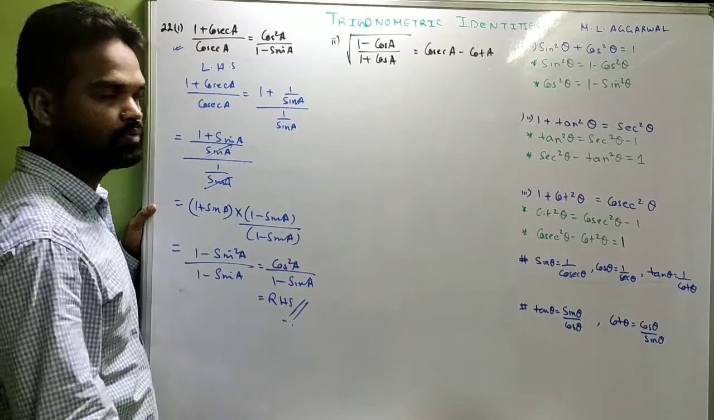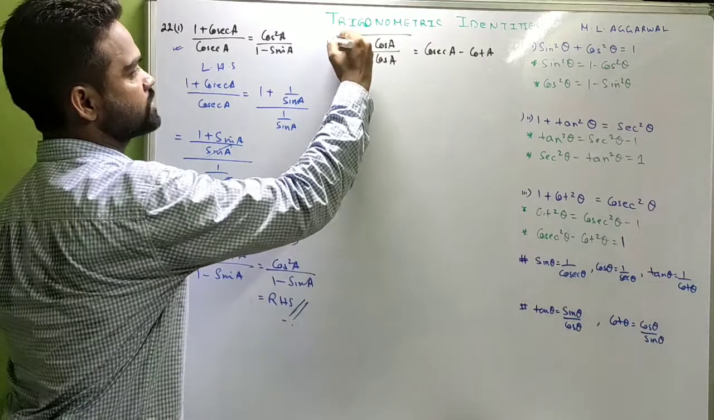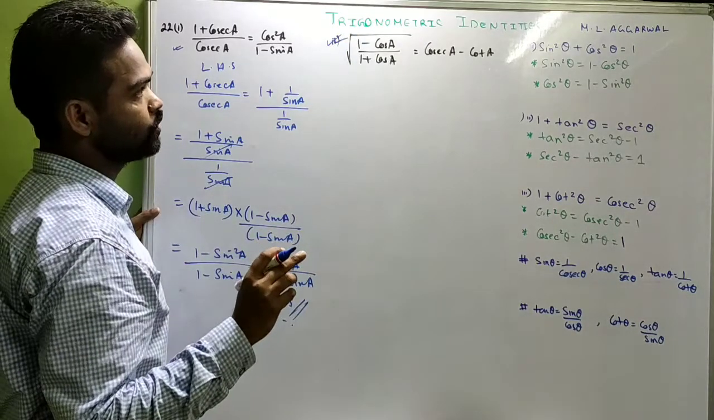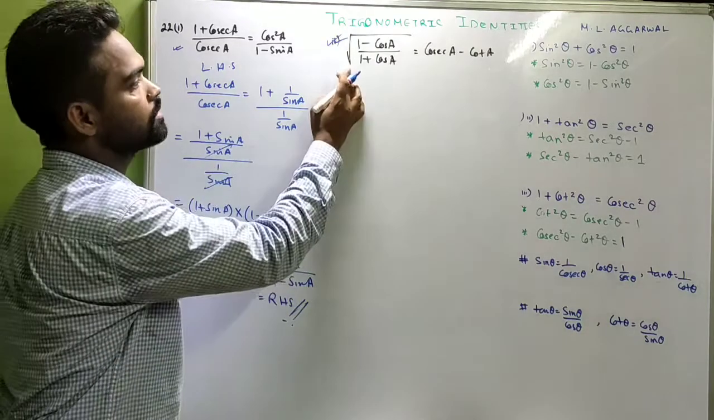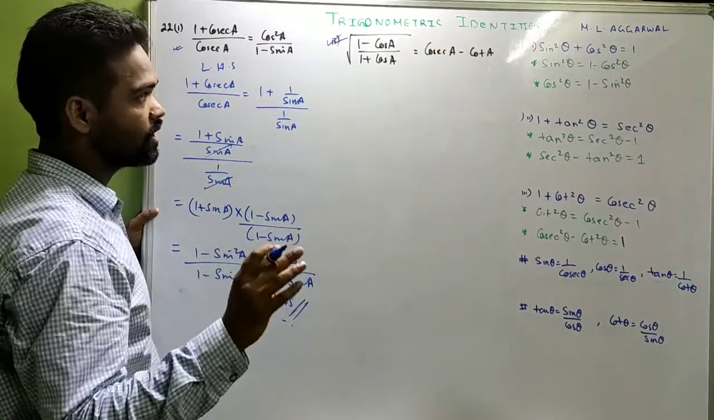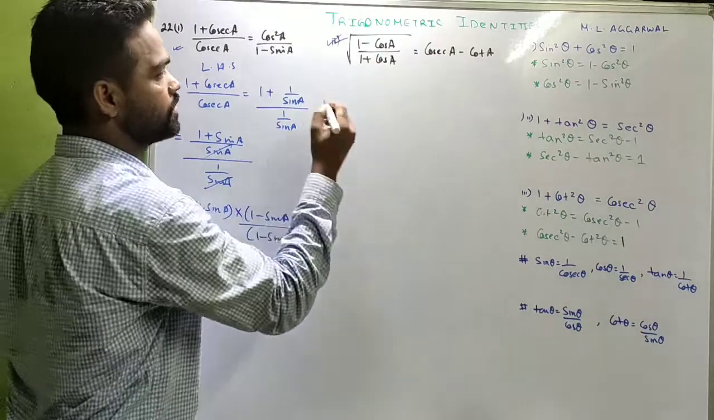Done. Proved. Now look at this. Very interesting, important sum. Prove that root of (1 minus cos A) by (1 plus cos A) equals cosec A minus cot A. The root has to be removed, so I'll rationalize the denominator over here.